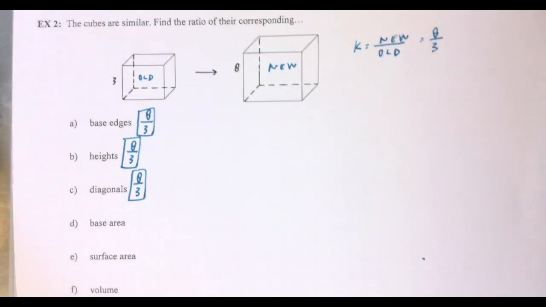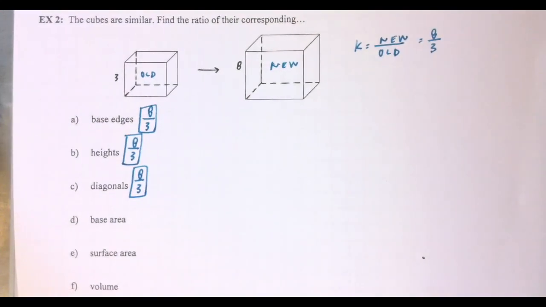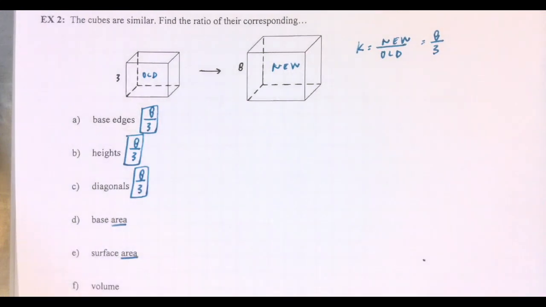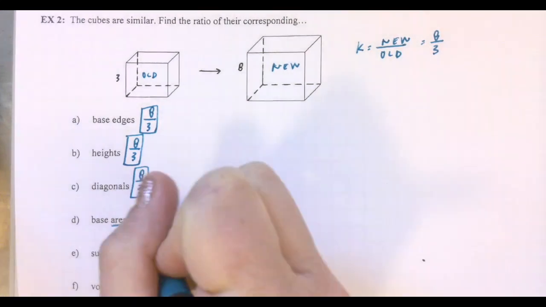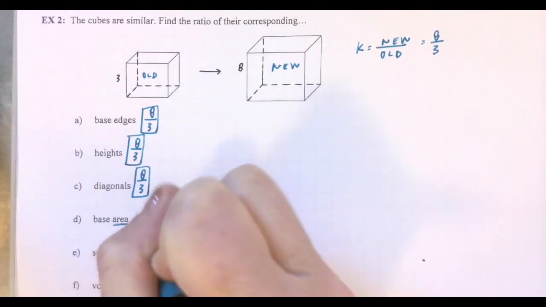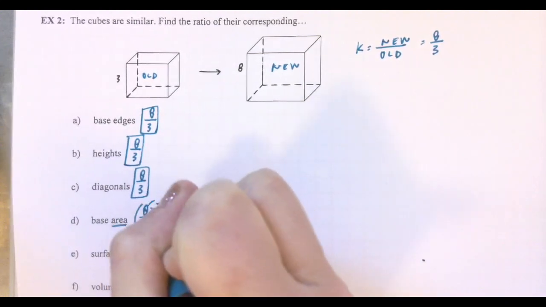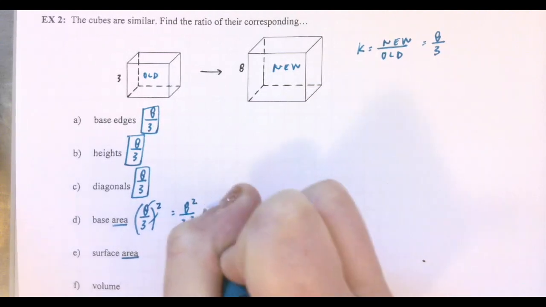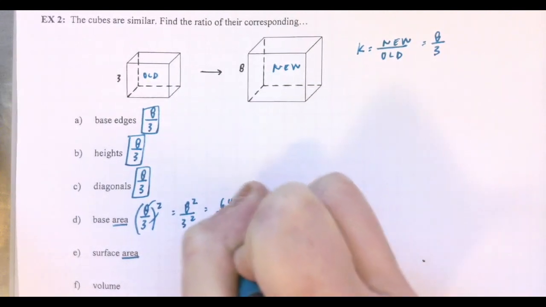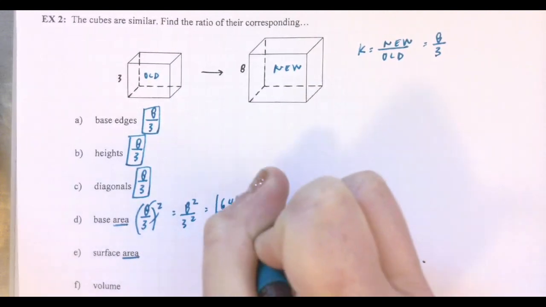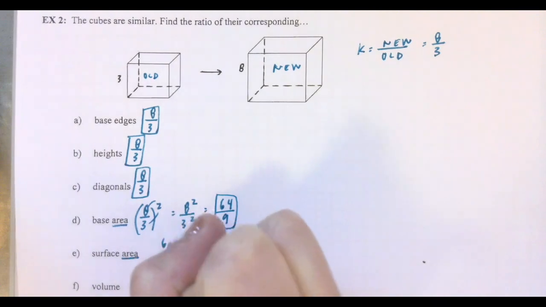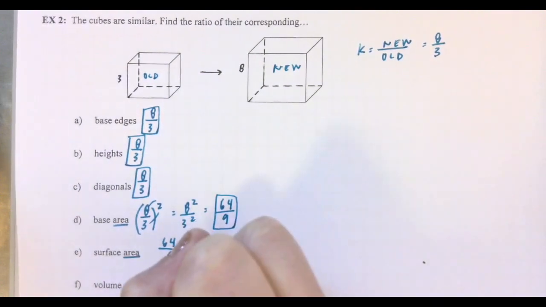Area, again, is non-overlapping unit squares. So base area and surface area are going to be the same ratio. I take that 8 to 3 and I square it. So 8 squared to 3 squared gets me 64 to 9. That would be my ratio here. And then it's going to be the same thing for surface area, 64 to 9.